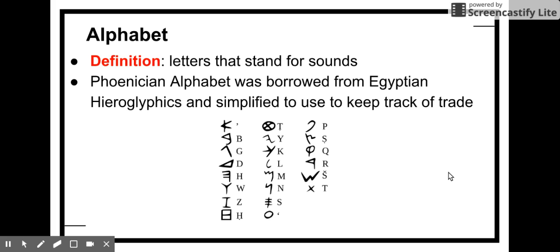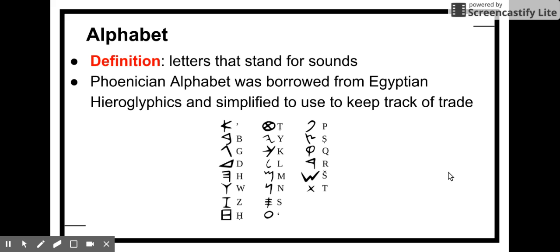But the hieroglyphics were pictures that stood for things or letters. So the Phoenicians took it and they just made the alphabet stand for sounds. And then, as we see, this is how we get our alphabet today. It's back from the Phoenician alphabet, thousands of years ago.